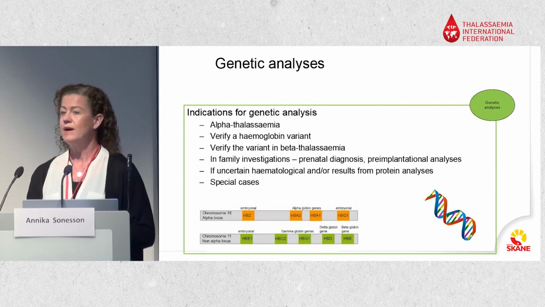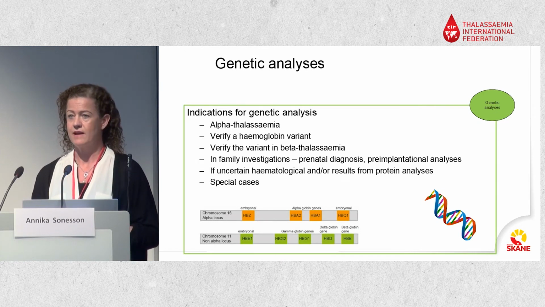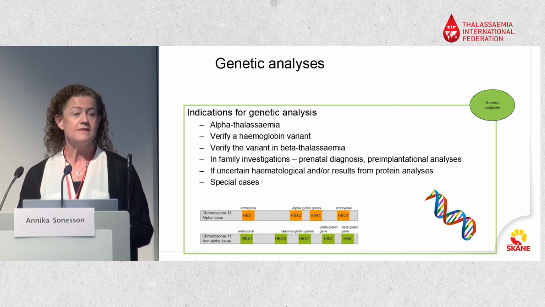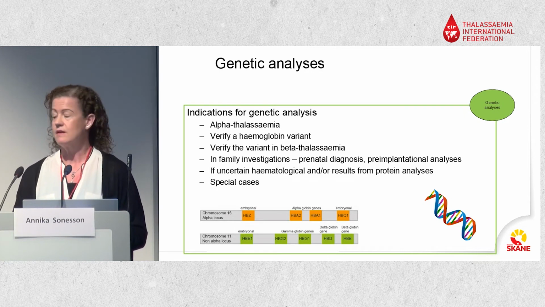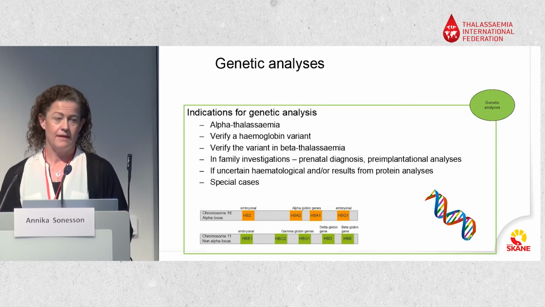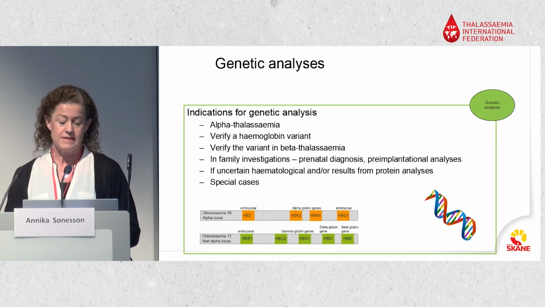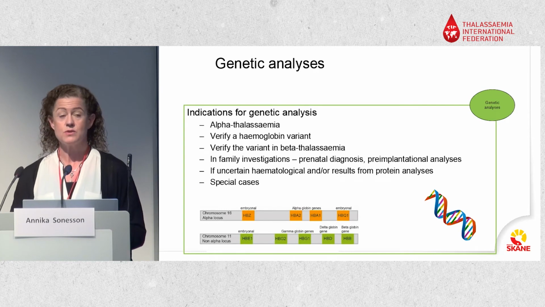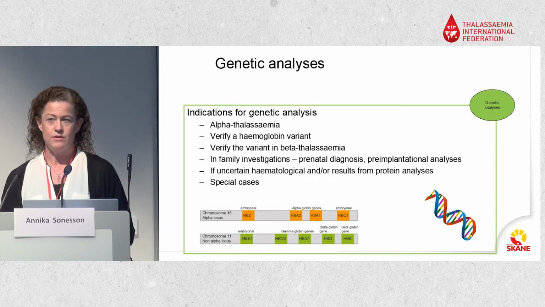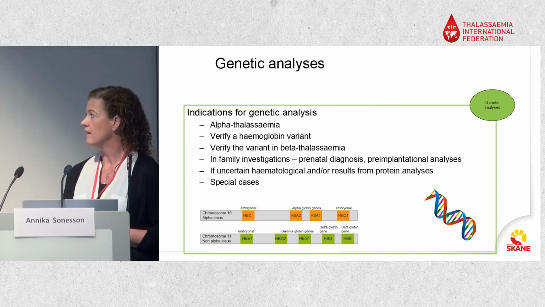The genetic analysis. Actually, for alpha thalassemias, there is no protein analysis or blood count that is specific enough, so we need to do genetic analysis. Also, if we see a hemoglobin variant and we are not sure which one it is, we can, of course, verify it with the genetic tests. We can also verify which genetic variant causes the beta thalassemia. In family investigations, it's important to be able to tell which mutations are seen in the family. And also in special cases when we have a difficult hematological picture or combinations of alpha, beta, delta, and so on, then it's very useful. There are more than 1,500 described genetic variants in the hemoglobin database.